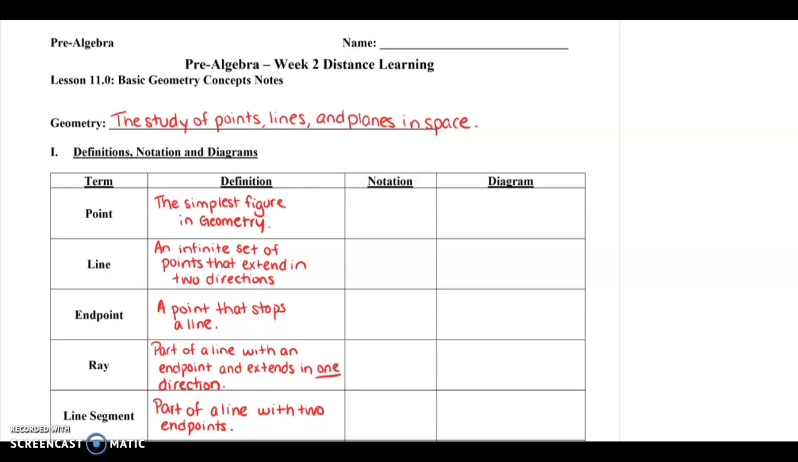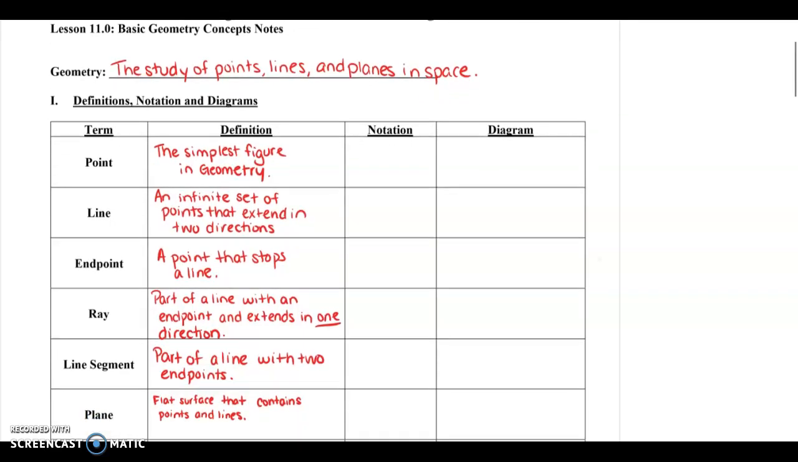Hi everyone. So we are on week 2 of our distance learning. It's a similar format as last week, where you're going to go through and fill in these vocabulary terms. Then we're going to talk about them and do some example problems. We'll meet in our live Teams meeting, do some more example problems, and then you'll get started on your homework and your IXL.